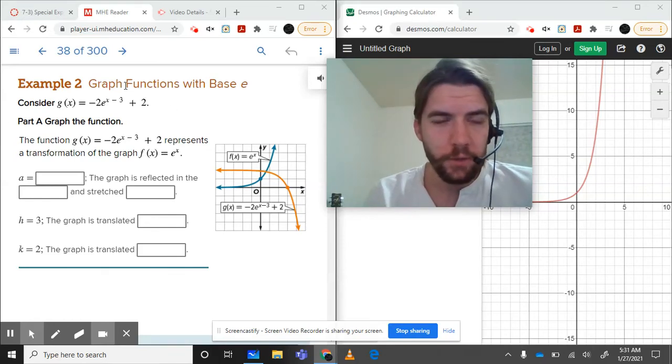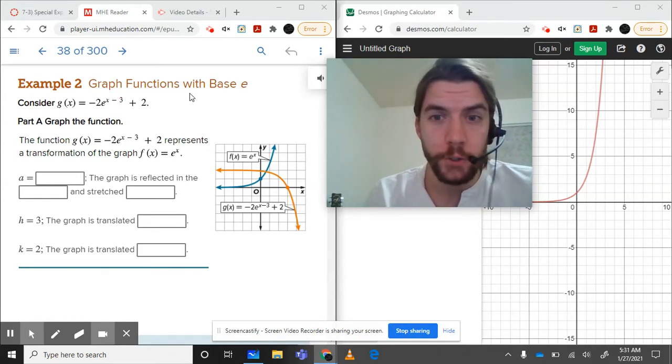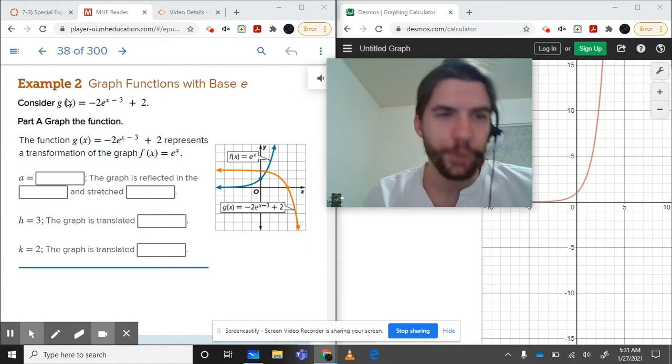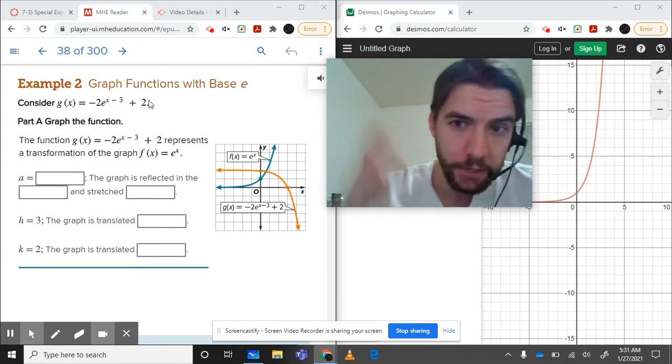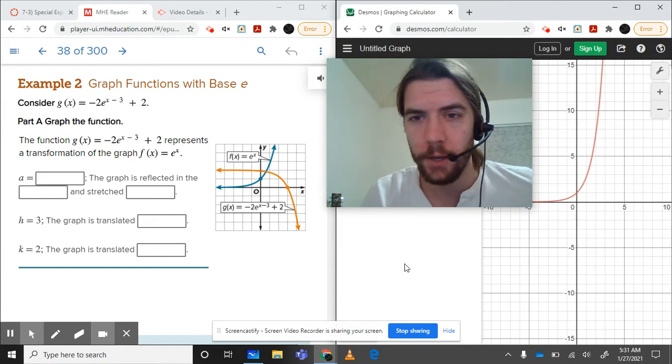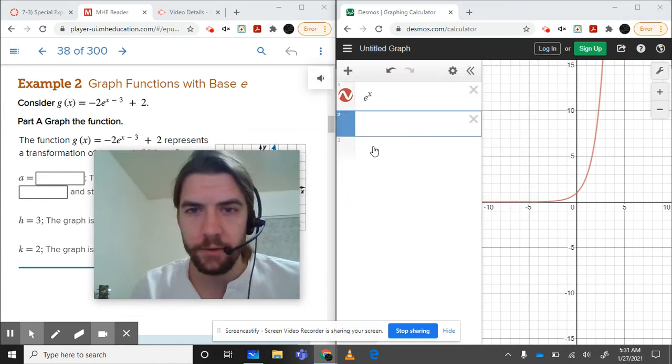Okay, example number 2 has us thinking about how we graph functions with a base of e. So if we consider the function g of x is equal to negative 2 e to the x minus 3 plus 2, we want to think about what we do with all these different parts that are adding on to our basic graph. So e to the x looks like this.